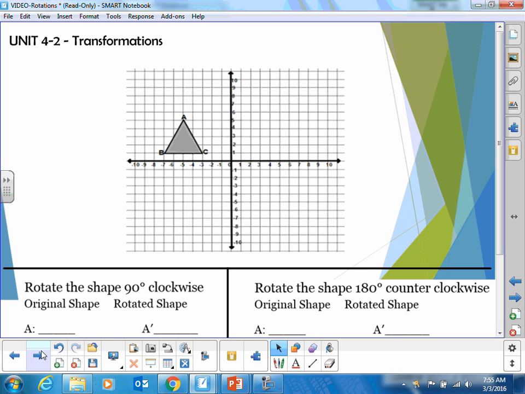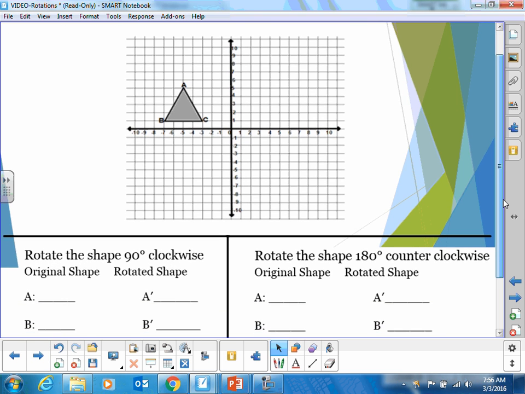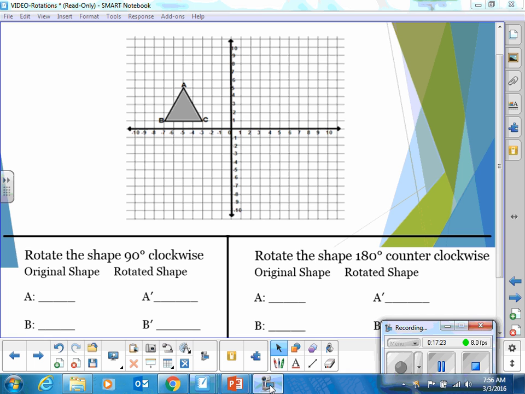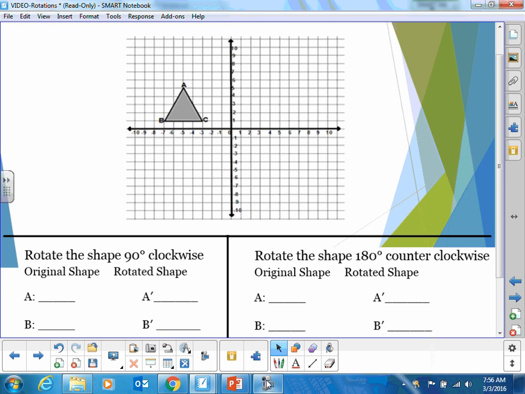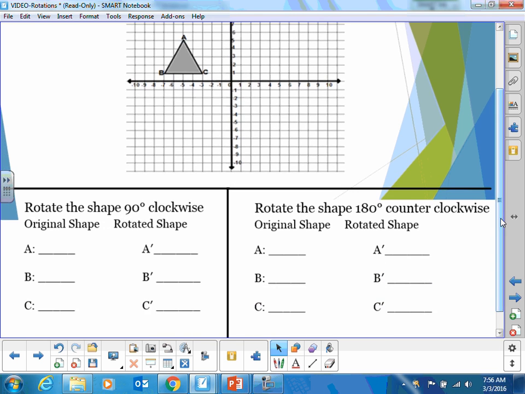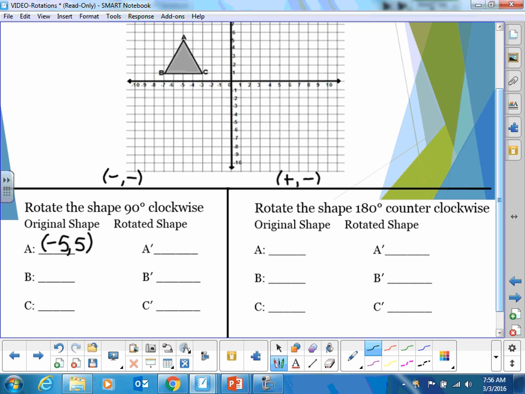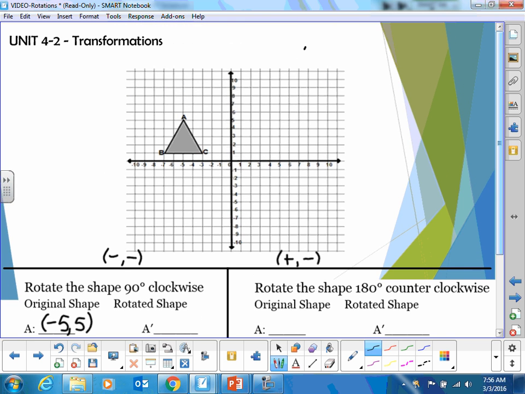Okay, let's do one more example, and then we will turn you guys loose on your Edmodo quiz. So for this one, let's do the original shape. A is 5, negative 5, or sorry, 5, positive 5, because it's in quadrant 2. I'm going to go ahead and put up our signs real fast and get in the habit of doing this so that you remember the signs.